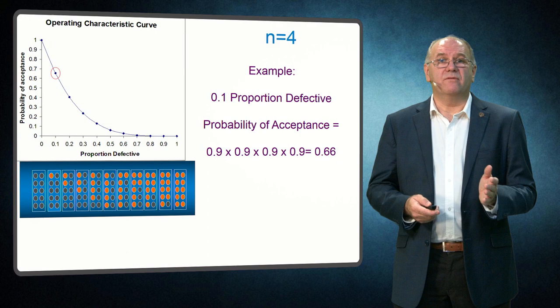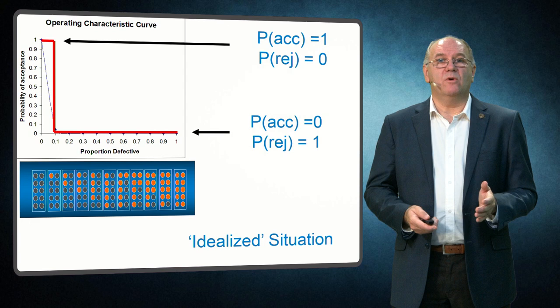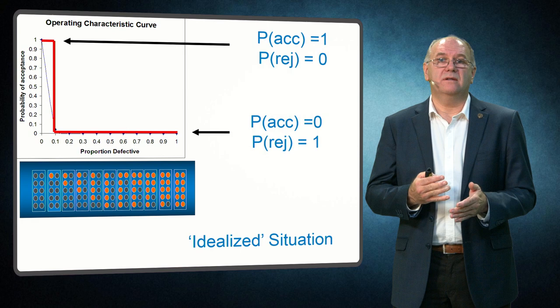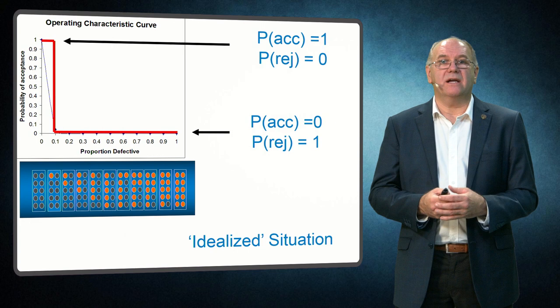Eventually, when we take so many samples, in this case, 30 samples, we start to approach what we term the idealized situation. This is where, as soon as even 1 out of the 10 is defective, then we have an extremely low probability that the lot will be accepted. Hopefully this has helped to demystify a little bit operating characteristic curves and to show you that really they're just based on simple probability statistics.